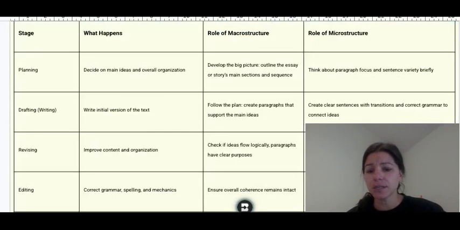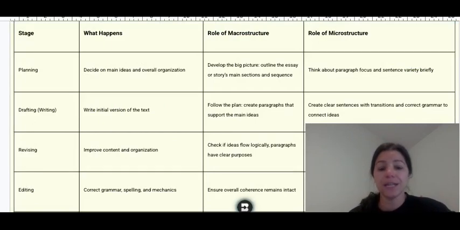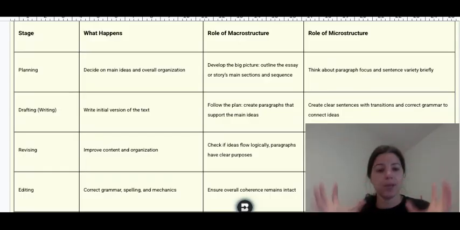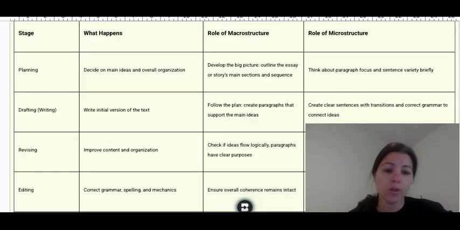And just an example of what that may look like during a lesson. If you're in the planning stage, you have to decide on your main ideas, your overall organization. What is your text structure going to look like? You're developing that big picture. So maybe it's an outline. Maybe you have a story grammar chart or an organizer that shows that big picture. And the microstructure would be thinking about your paragraph focus and your sentence variety. What is each section going to look like?